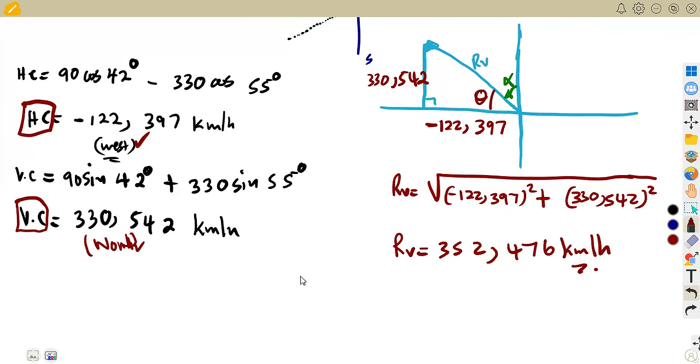Okay. Then for theta, as the direction now, that's arctan of the opposite over the adjacent, which is the opposite is what?